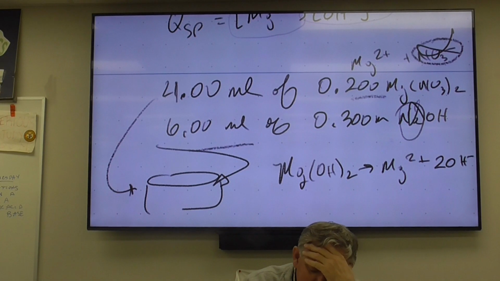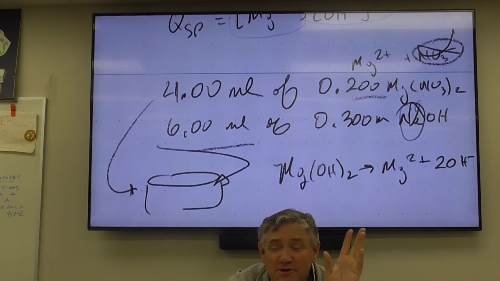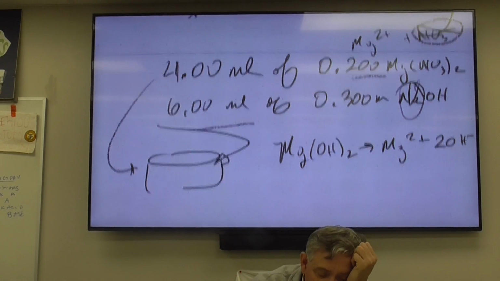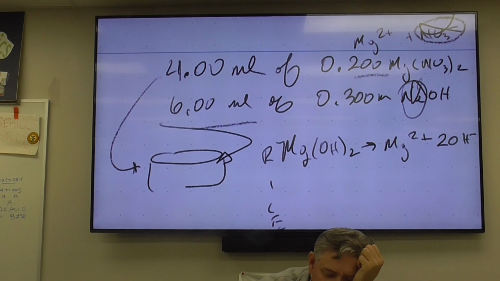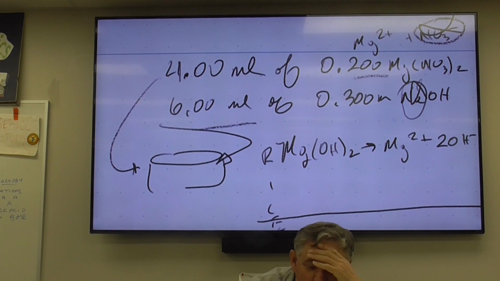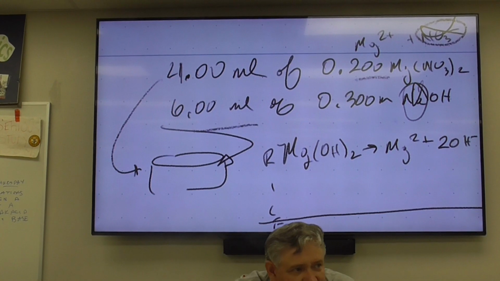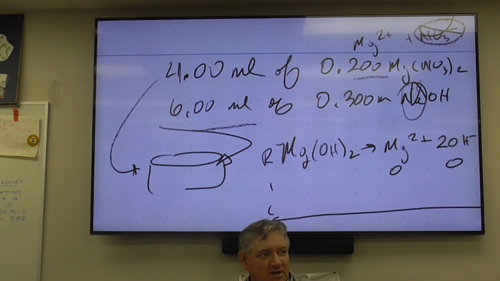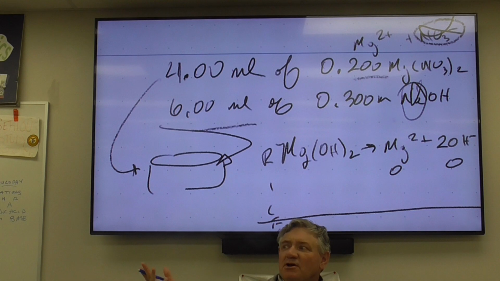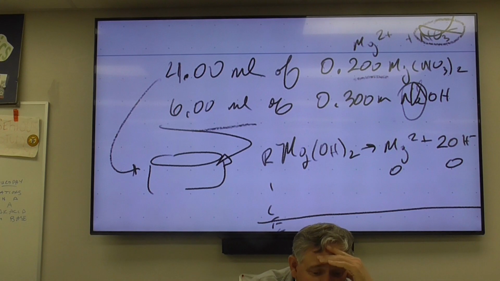You can do this, oddly enough, with a rice chart. What do you think the initial concentration of the magnesium ions is when you go to mix it? 0. Non-buffered solution, it's just 0.